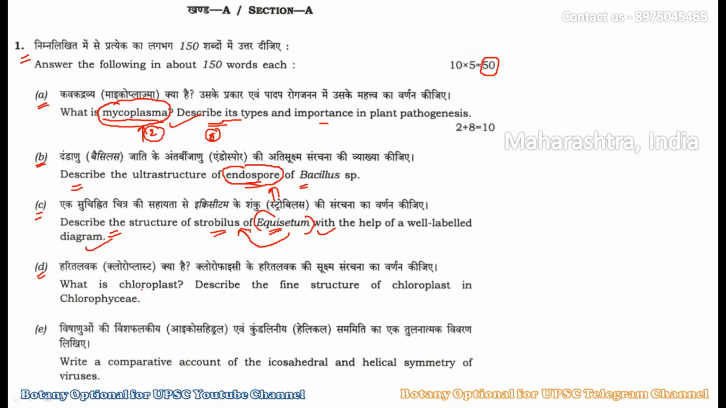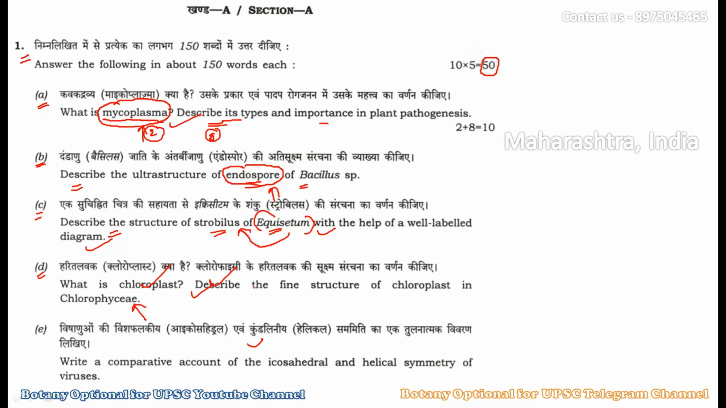Now, in the fourth sub question, the first part is what do you mean by chloroplast? Just write what the chloroplast is, and you should give the fine structure of chloroplast in Chlorophyceae. As you know, in algae there are 3 different groups: Chlorophyceae, Rhodophyceae, and Phaeophyceae. All of them show different types of chloroplast, and you have to give the ultrastructure of the chloroplast of Chlorophyceae, right? Now next is: write the comparative account of icosahedral and helical symmetry of viruses.